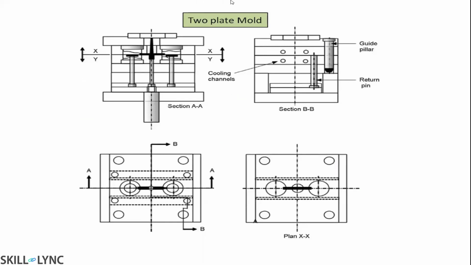This is the two plate component drawing view. If you see the sectional view, it will look like this. And this is the return pin. The purpose of the return pin is that after ejecting, the core will be on the front side. In order to return the core to the back position, the return pin helps restore the core to its original position.